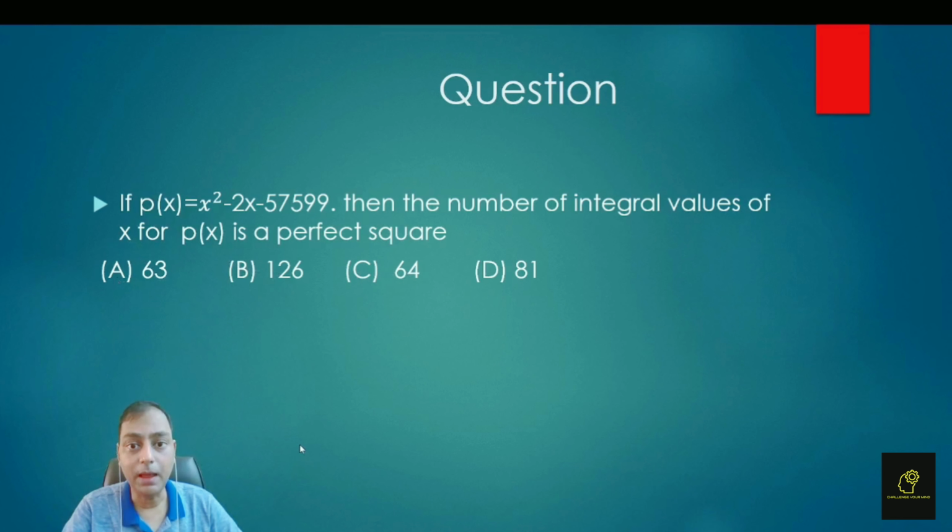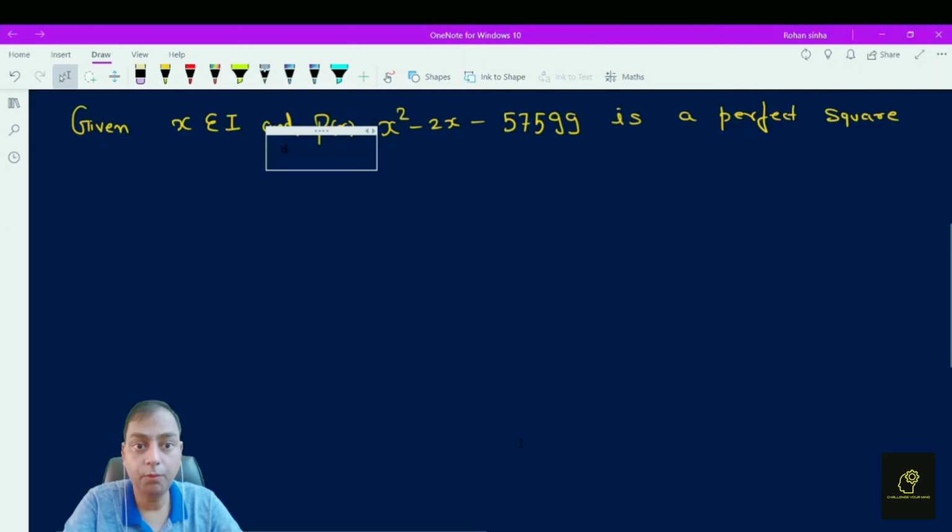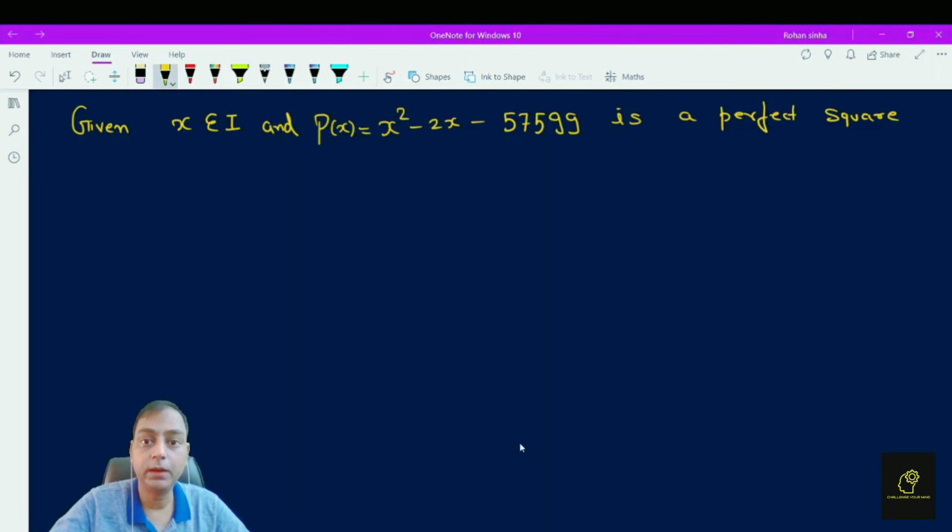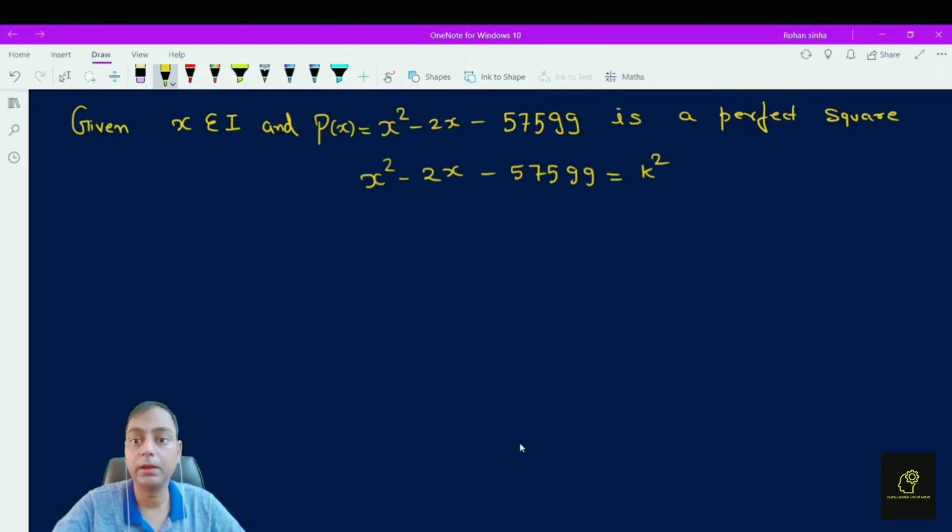Now I am going to give the approach to solve this problem. Now what is given here? It is given here x square minus 2x minus 57599 is a perfect square and x belongs to integer. So what can we say? We can say x square minus 2x minus 57599 is equal to k square, and given that x belongs to integer.